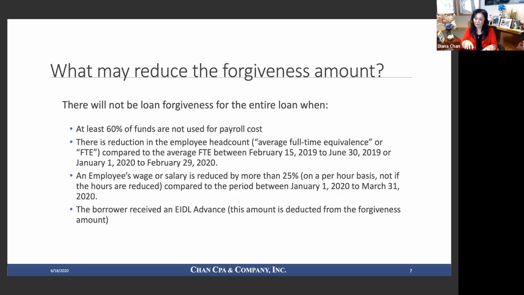So the same employee, but you reduce their wages more than 25%, then that may reduce your forgiveness amount. The fourth item, which is of very big importance, because I know a lot of you went ahead and filed for the emergency disaster loan monies, and many of you might have received anywhere between $2,000 to $10,000 in grant money. Well, when the borrower receives that money, that is going to reduce the forgiveness amount. But the good news is, in regards to utilizing the EIDL, there are less criteria on what you can spend that money on.